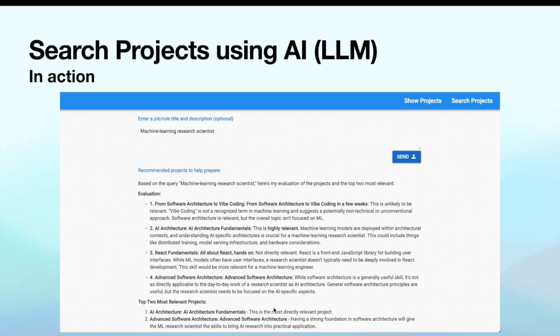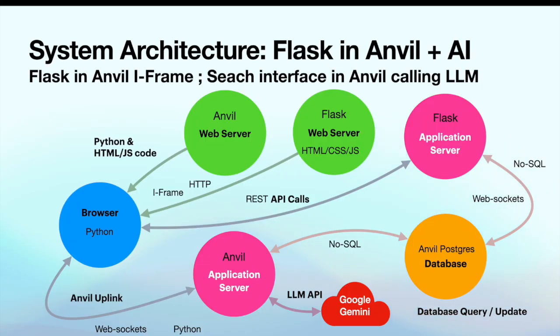Absolutely, Marina. Now, let's look at the overall system architecture. Flask in Anvil, combined with AI. The full picture. At the center is the browser, where the user interacts. The Anvil web server serves Python and HTML, JS code. The Flask web server also serves HTML, CSS, JS. So both are serving content to the browser.